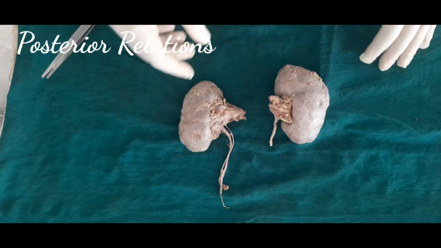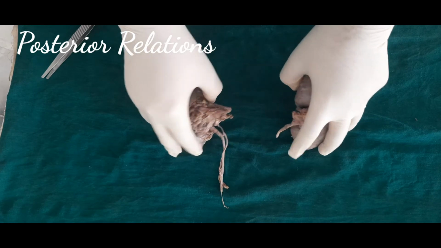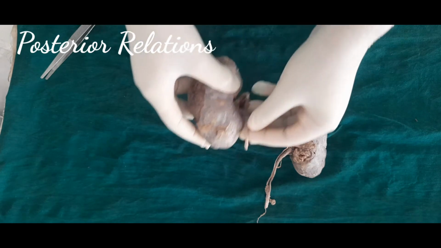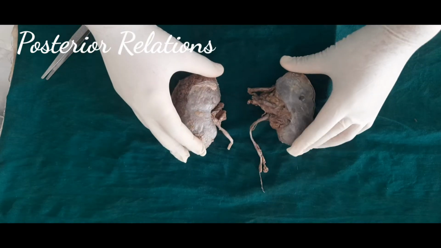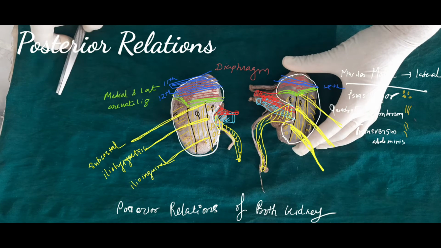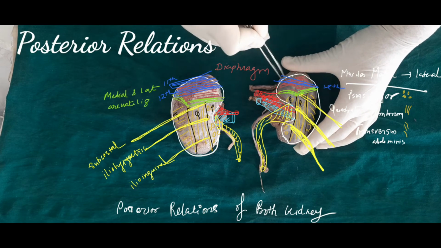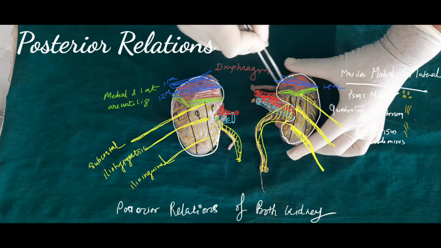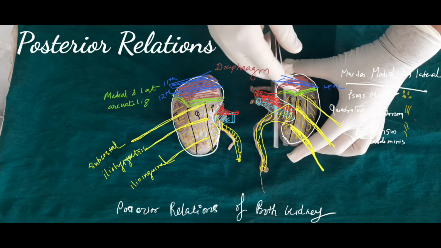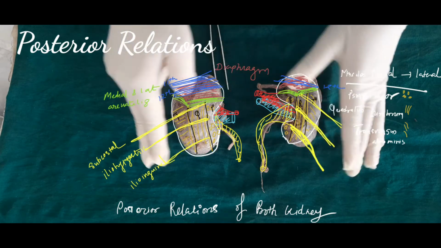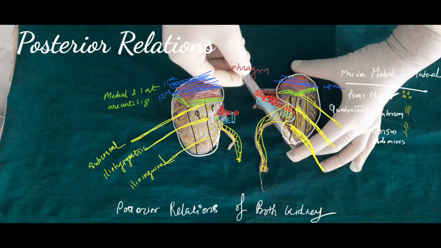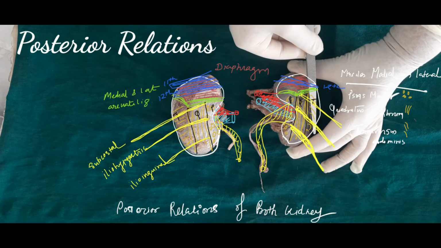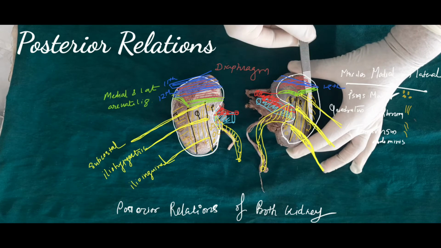Now the posterior relation. Posteriorly, the kidneys' relations are the same on both sides. This is the right, this is the left. Posteriorly, both the kidneys are related with the diaphragm above here, then the medial and lateral arcuate ligament on both sides. Then both the kidneys, from medial to lateral, are related with three muscles: most medially psoas major, then quadratus lumborum, and then the transversus abdominis.